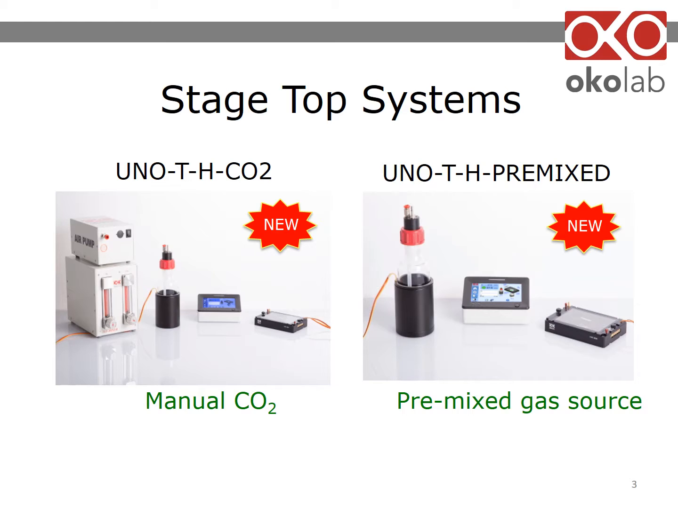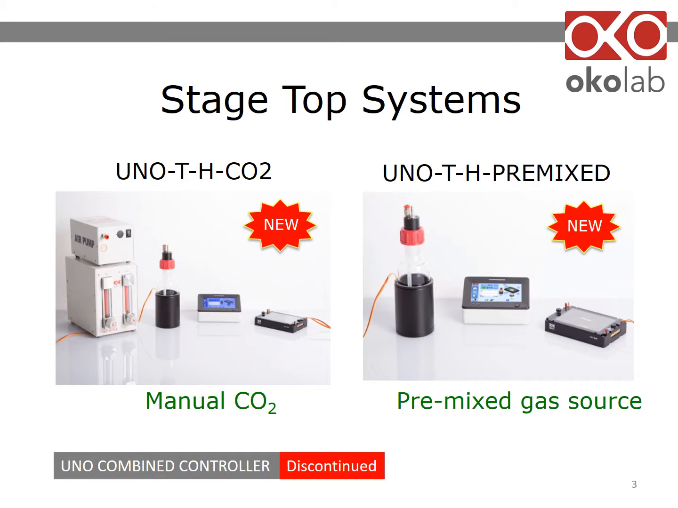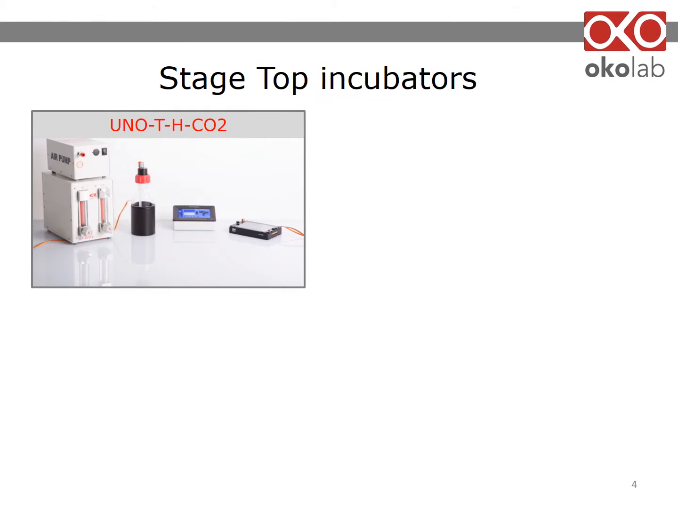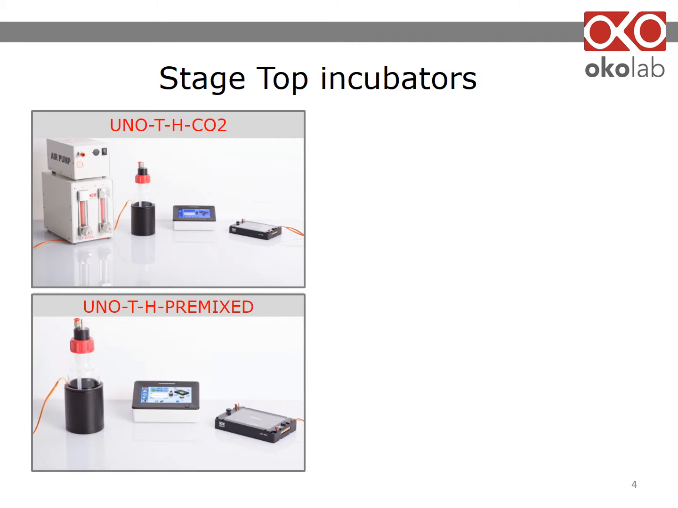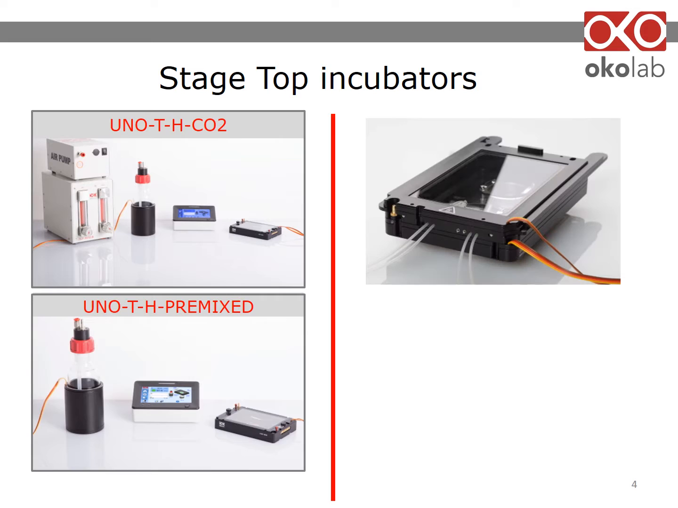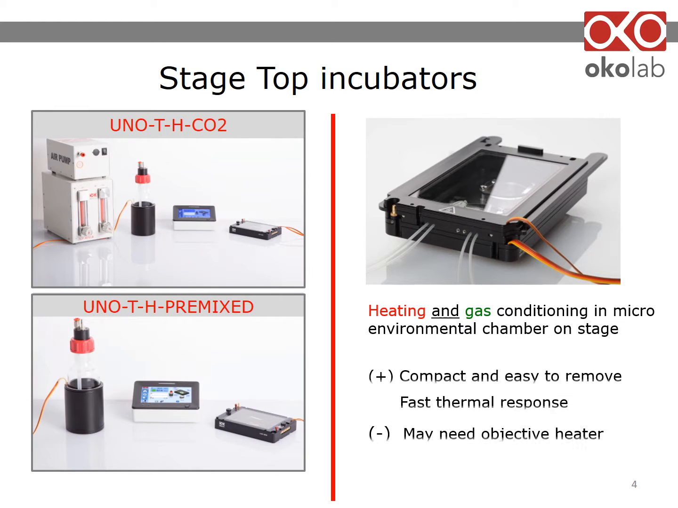Ocolab newest stage-top systems are affordable and use a manual gas mixer. They are compatible with all Ocolab stage-top chambers. Ocolab UNO combined controller has been discontinued. UNO comes in two versions: UNO-T-H-CO2, that is temperature, humidity, and gas mixing, and UNO-T-H-PREMIXED, to be used with premixed gas. All Ocolab stage-top chambers are compatible with UNO-T-H-CO2 and UNO-T-H-PREMIXED.